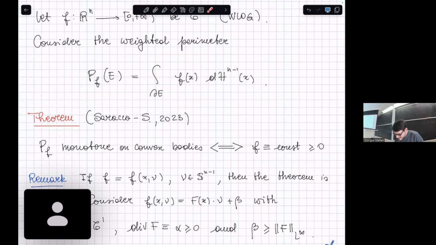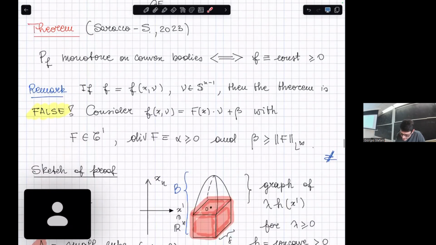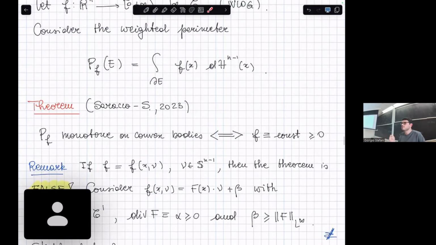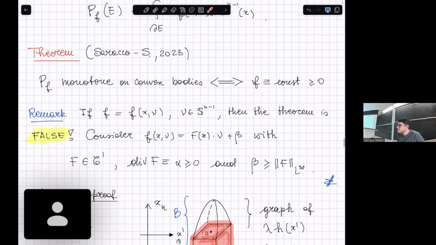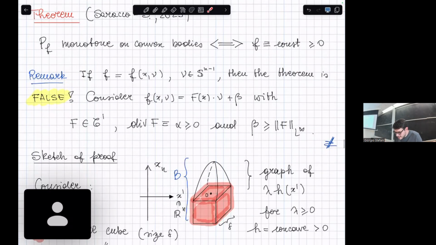And why are we not able to do that? Because actually we were tackling the more general problem of saying, assume that your function depends also on the normal to the boundary. So here I will consider something of this shape. I will add this dependence on the normal. The point is that the theorem is false in that case. And we have a counterexample which is quite stupid, but is there.